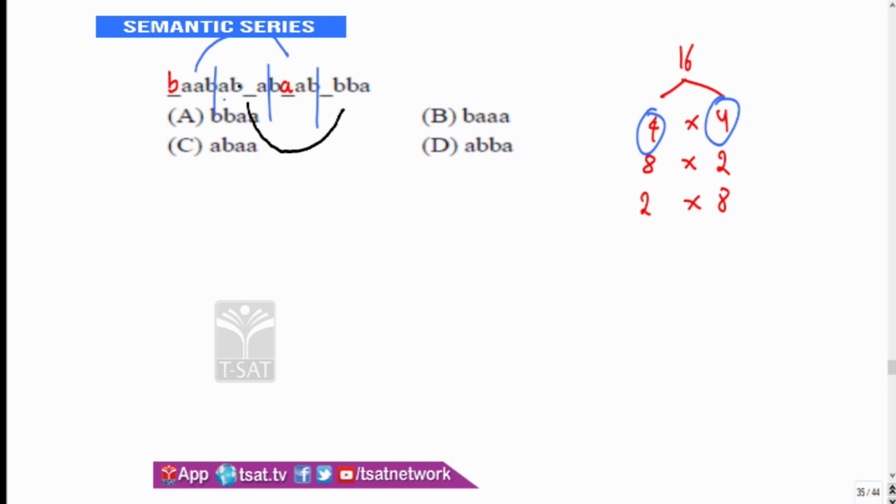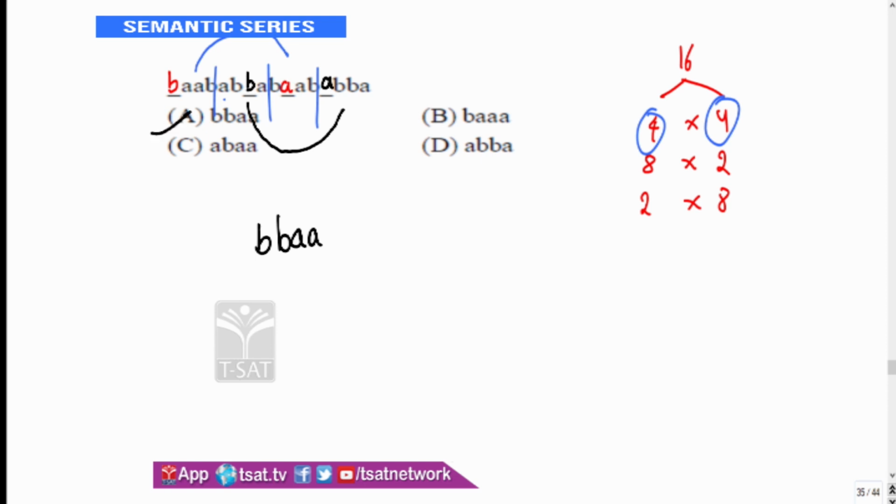So what is this one? A, B, gap A, B, gap A. So you keep here A, here you keep B, it will become A, B, B, A. Here also A, B, B, A. So we got the answer, that is B, B, A is the answer. So that is option A is the answer.